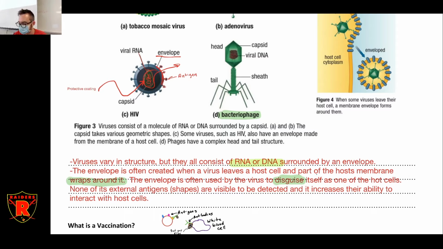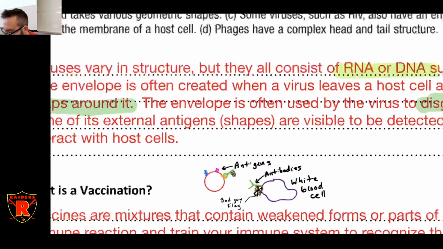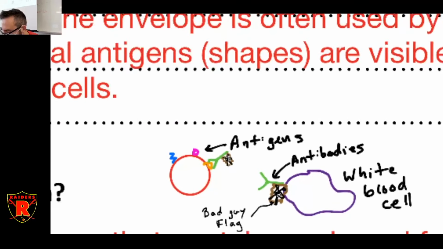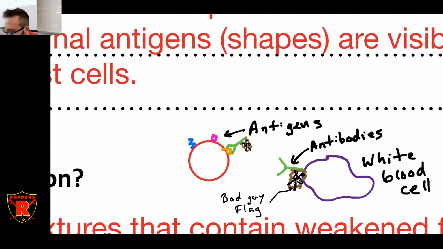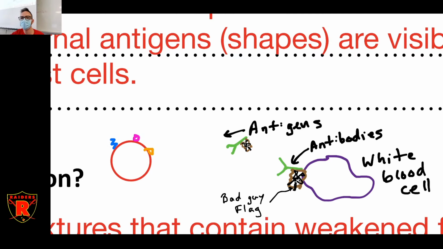All right, let's talk about vaccines. The magic bullet. The thing that we've all been waiting for. All right, let's imagine we've got a virus particle. It looks like this, okay? So there's your virus particle. The virus particle has got a whole bunch of shapes on the outside, okay? Those are antigens.